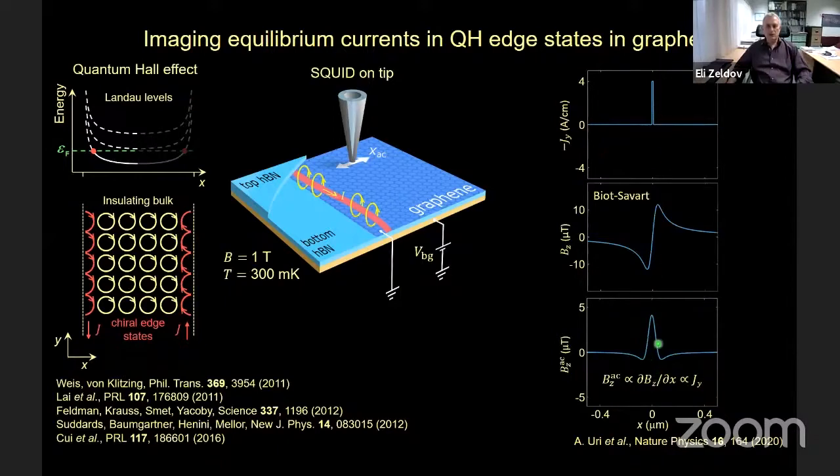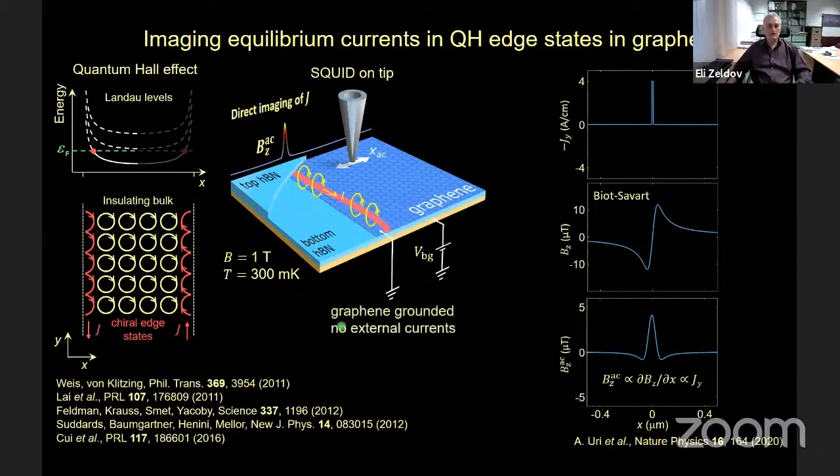It turns out that the derivative gives a very close reproduction of the original current. It's just broadened again by the finite tip size, which is a few tens of nanometers up to 100 nanometers, and the finite scanning height. So this allows us to attain a direct imaging of the current. In this case, we will see a sharp peak in our BzAC signal, which you can think of as directly imaging the current to within the spatial resolution of our setup.